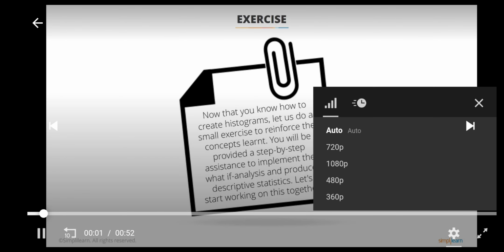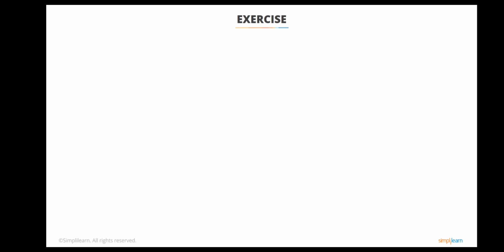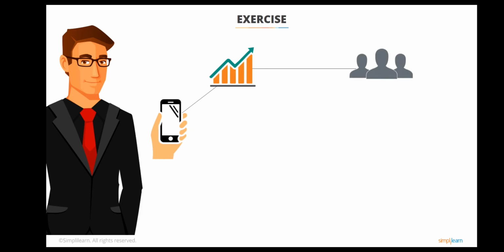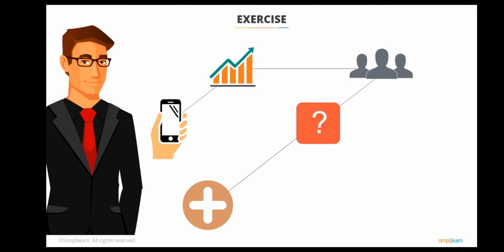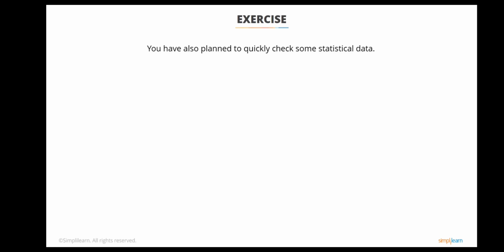Now that we know how to create histograms, let us do a small exercise to reinforce the concepts learned. We will provide you a step-by-step assistance to implement the what-if analysis and produce descriptive statistics. Let's start working on this together. You are the director of a company selling iPhones to the global market. You've decided to expand your business and therefore started analyzing the age group of your maximum buyers. You want to understand what you can add to your product, how to advertise it, and where to advertise it. You also plan to quickly check some statistical data.